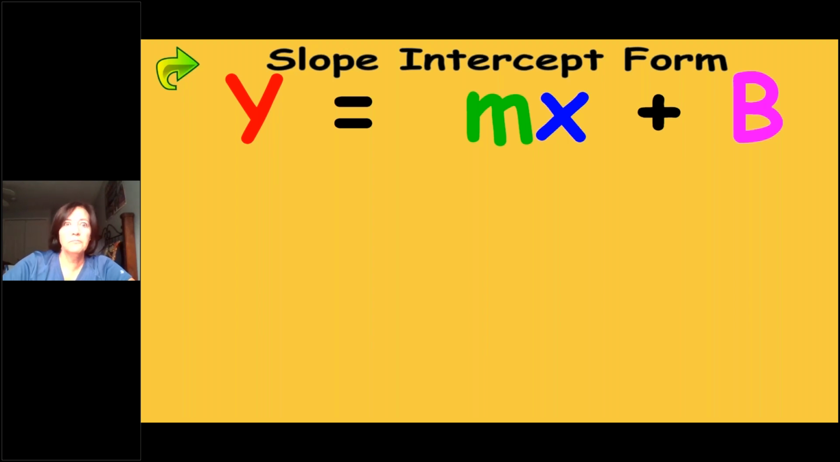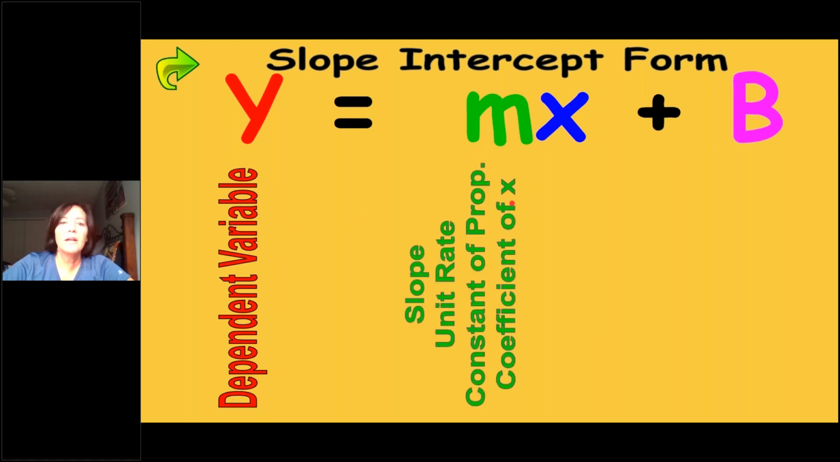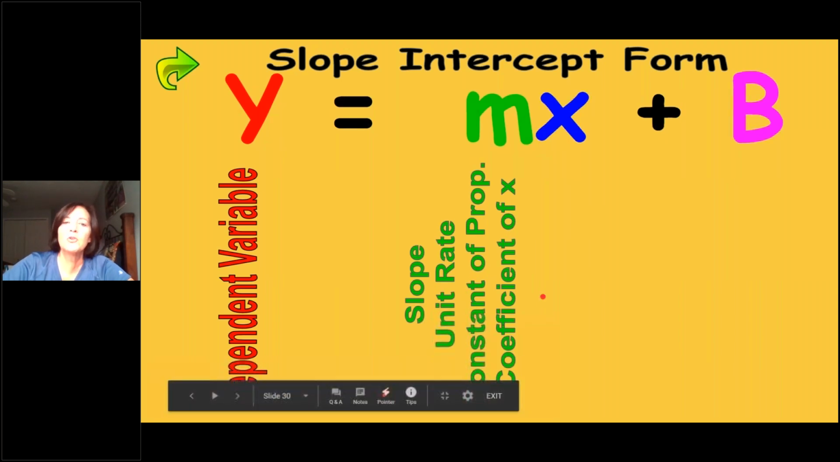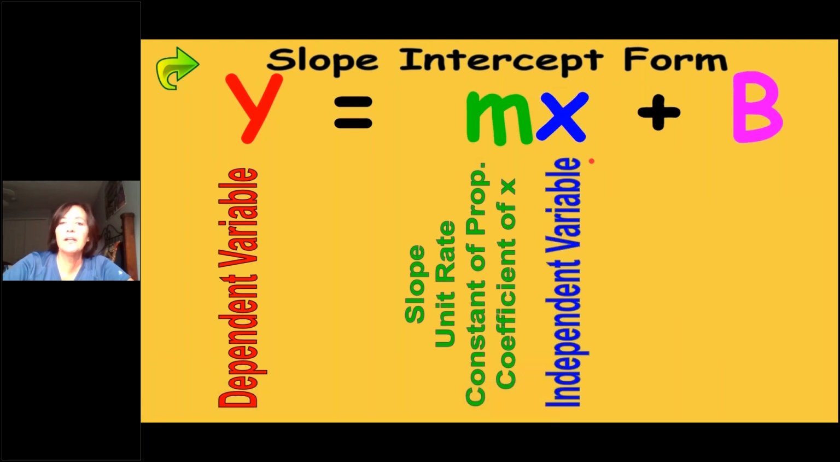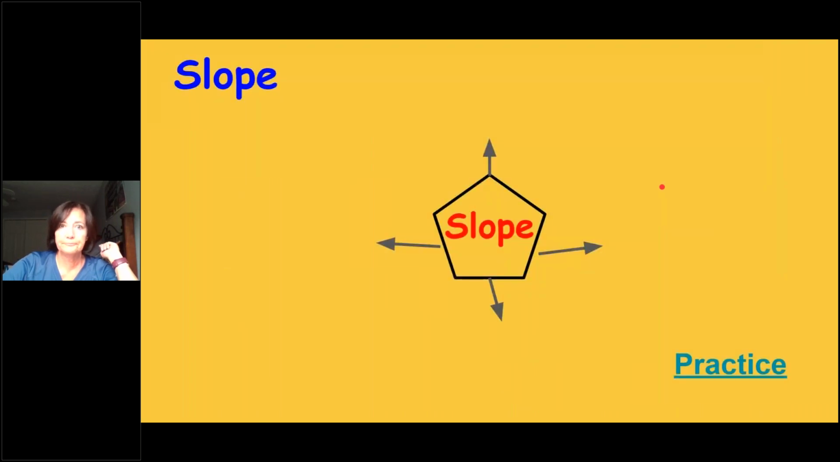Here's that note page again. So our y is our dependent variable. Our m is called the slope. Sometimes you hear it called the unit rate, constant proportionality, coefficient of x. Our x is going to stay an x, and that's our independent variable. And our b in this position is where we're going to put our y-intercept, which is also called the beginning amount, the starting point, the value of y when x equals 0. So again, take a screenshot of this or copy this down. These are good notes that you need to have memorized walking in the door.